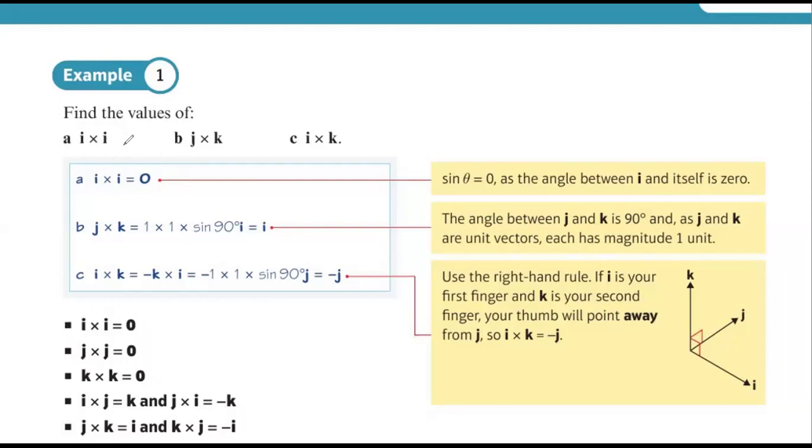In vector product, the same unique vectors, the value of the same unit vector cross itself is equal to 0. Why? Unit vector into unit vector, same unit vector, I into I.